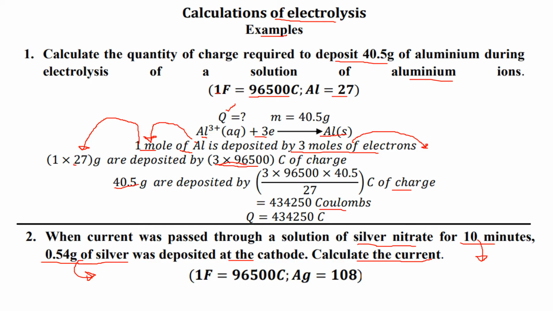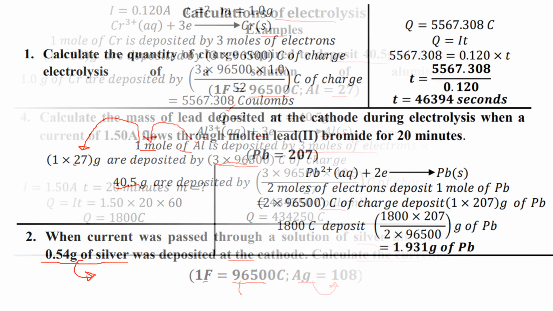We are supposed to calculate the current that is passing through that solution, provided 1 farad is equal to 96,500 and is present in 1 mole of electrons, and the atomic mass of silver is equal to 108. So let's look at the responsive calculations.